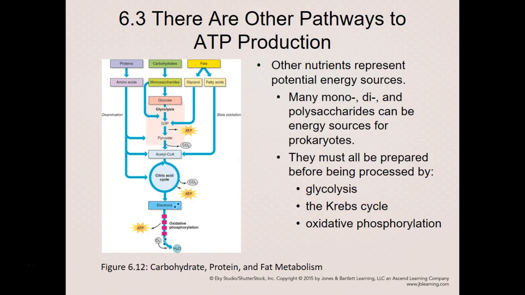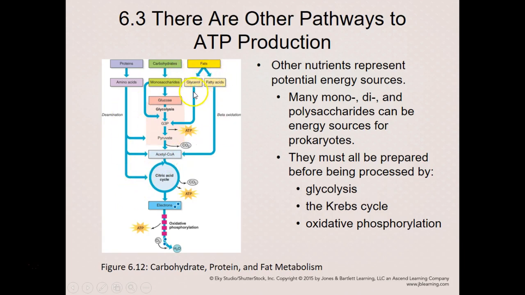That doesn't mean that we have to use glucose. If we don't have glucose available, our body will use proteins or fats just as easily. Here we have amino acids. If we remove the nitrogenous region, the nitrogen containing portion of the amino acid, and that's termed deamination, we can move these amino acids into different regions of the aerobic process.